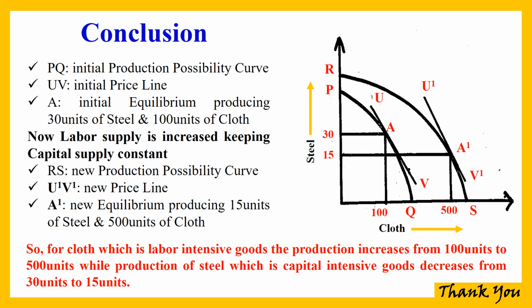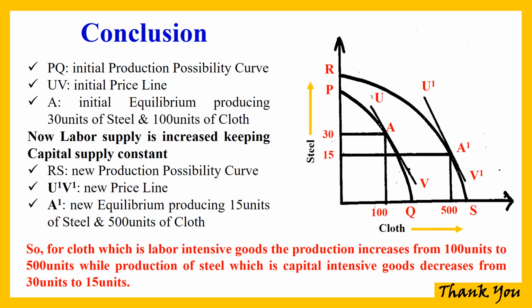Now we can summarize this theorem by studying this diagram. Here on x-axis we have labor intensive goods, which is cloth, and on y-axis we have capital intensive goods, which is steel. PQ is the initial production possibility curve. A is the initial equilibrium point and UV is the initial price line. Suppose at this equilibrium point A, we are producing 30 units of steel and 100 units of cloth.